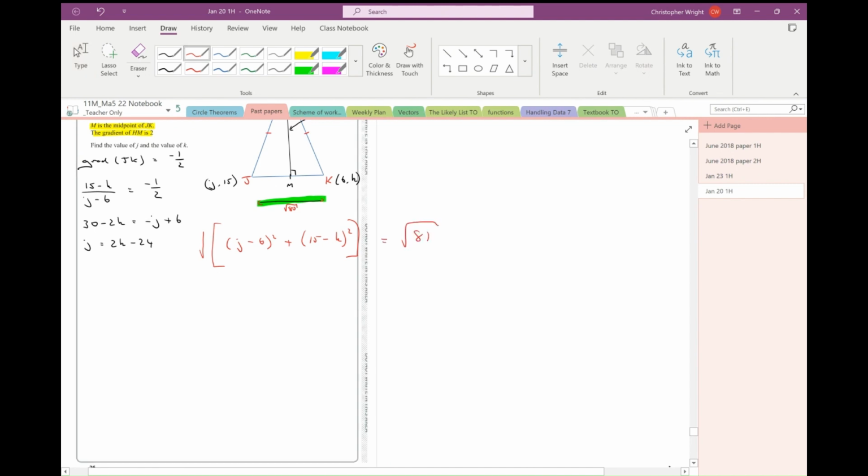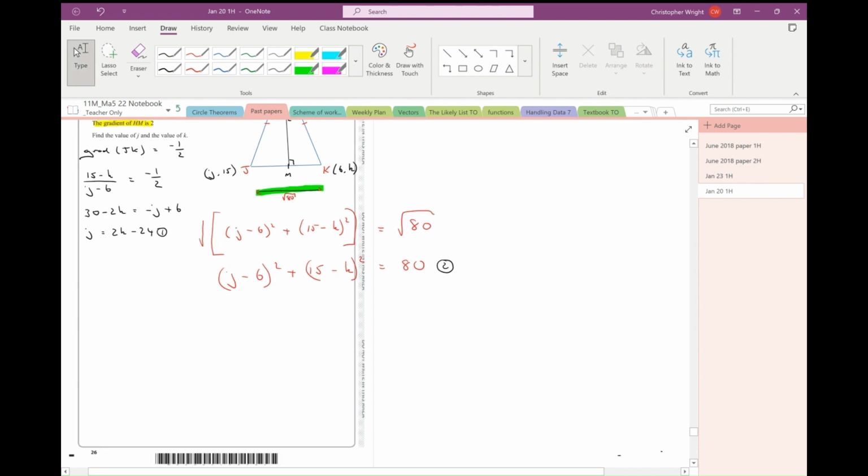Okay, well I can square both sides for a start, which is going to tell me that (j minus 6) squared plus (15 minus k) squared equals 80. I don't know why I've written 81 there. Okay, right, so now I've got an equation 1 here and an equation 2 here.